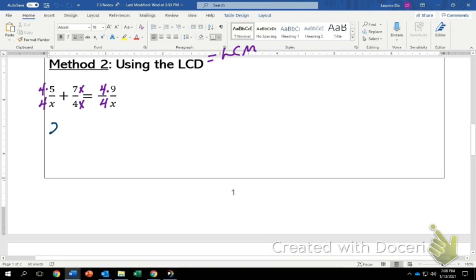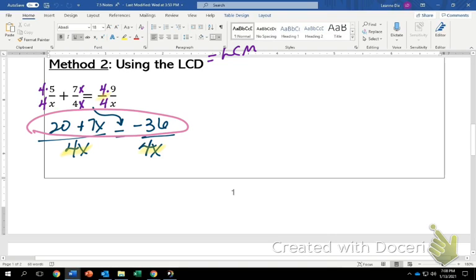So this is going to say 4 times 5, which is 20, plus 7x over 4x is equal to, carried that equal sign down, negative 36. A lot of people miss this negative right here, negative 36 over, again, 4x. Now, if I wanted to, I could do cross multiplication, but I have something slightly different than what I had in example 1, and that is my denominators are exactly the same. And since they're the same, I can actually take this and just solve.